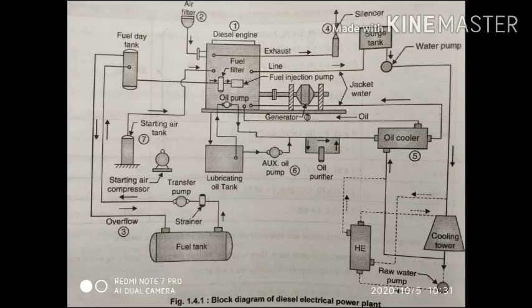In a 4-stroke engine, the complete cycle of operation is performed in 4 strokes, namely suction, compression, expansion and exhaust strokes, and 2 revolutions of the engine. In the case of a 2-stroke diesel engine, all the 4 operations are completed within 2 strokes of the piston or during 1 revolution of the crankshaft.